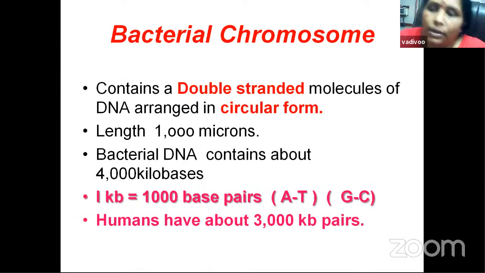So now we are coming to the bacterial chromosome. It is again a double-stranded DNA structure, and it is in a circular form. The length is about 1000 microns, and it contains around 4000 kilobases. Humans have about 3000 base pairs, but the bacterial chromosome has 1000 base pairs.